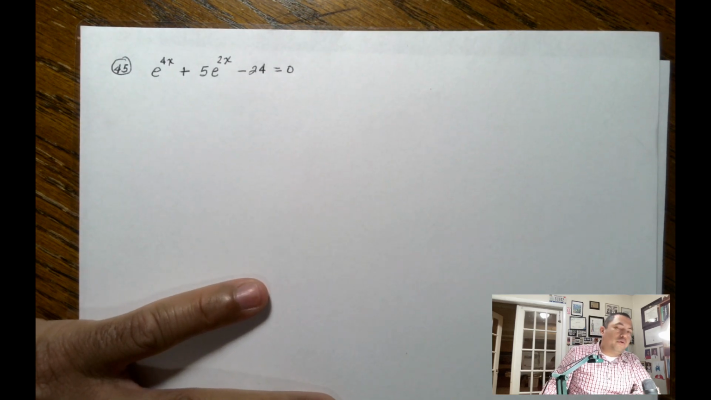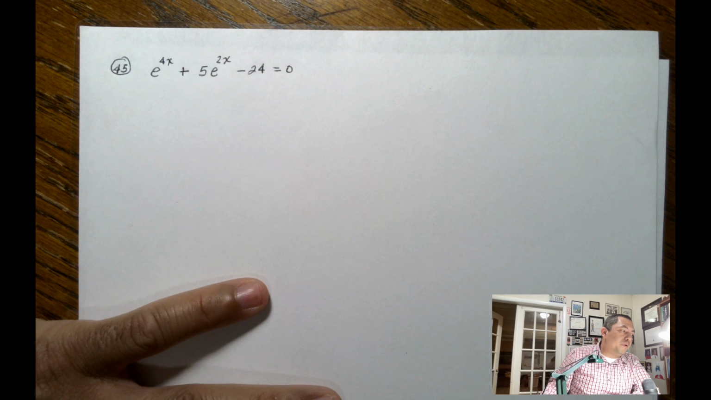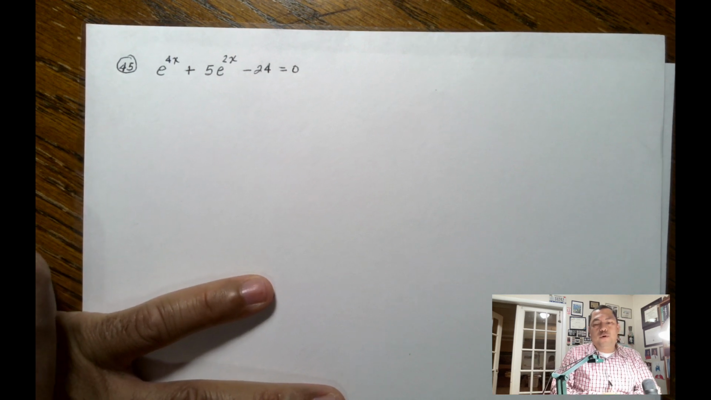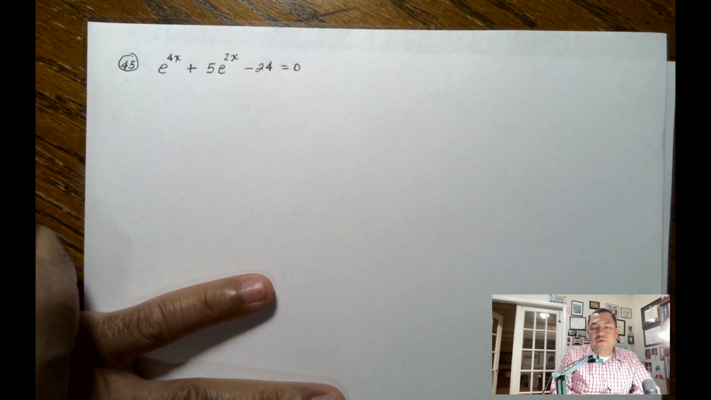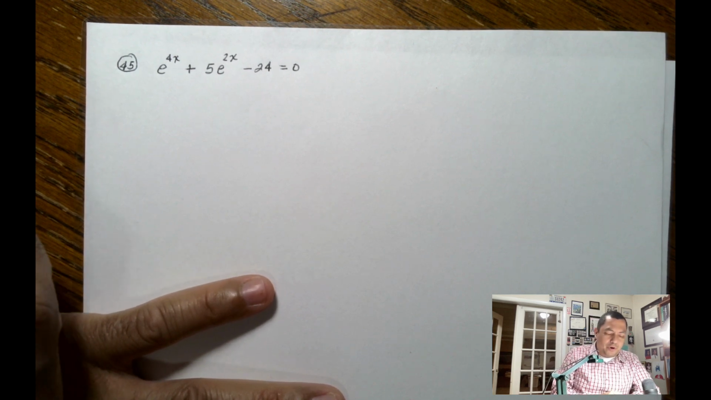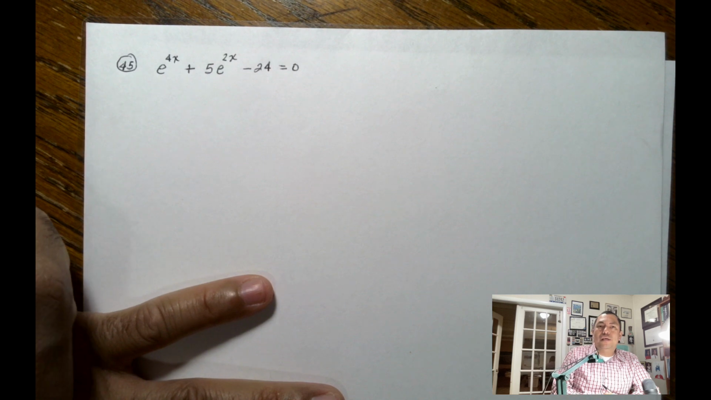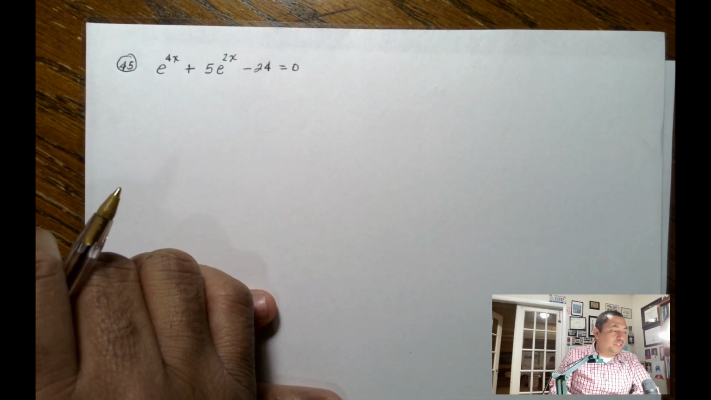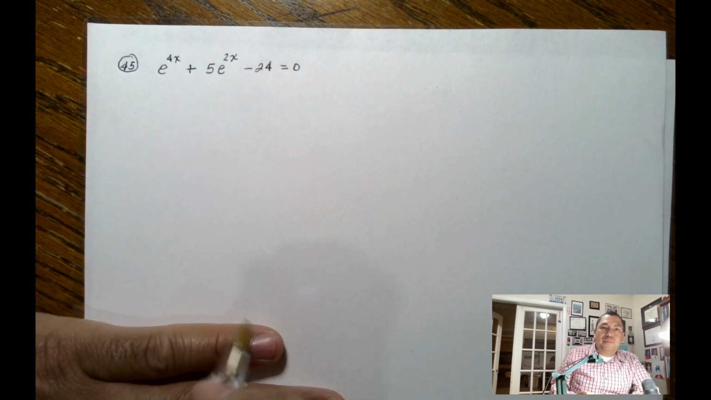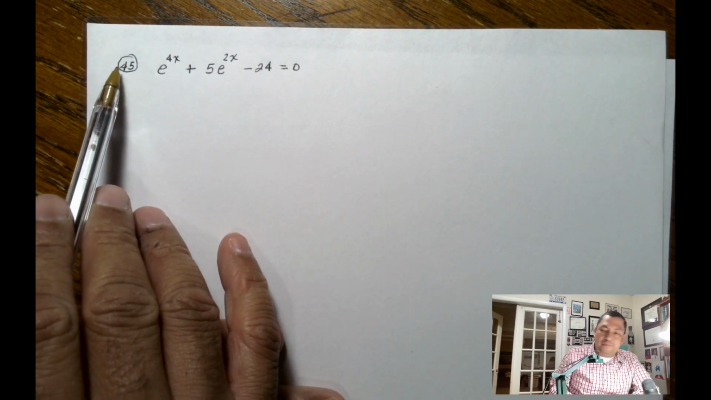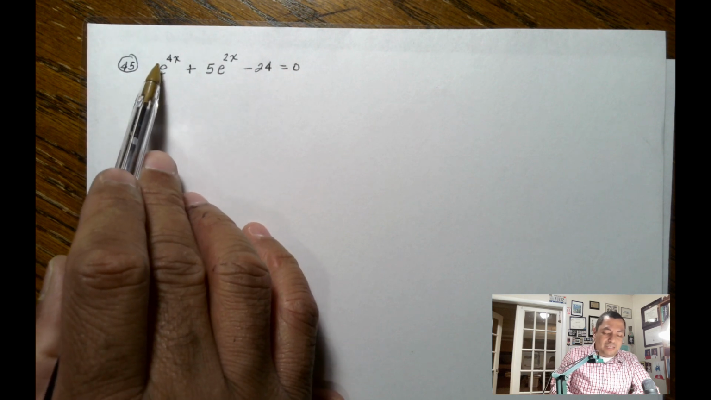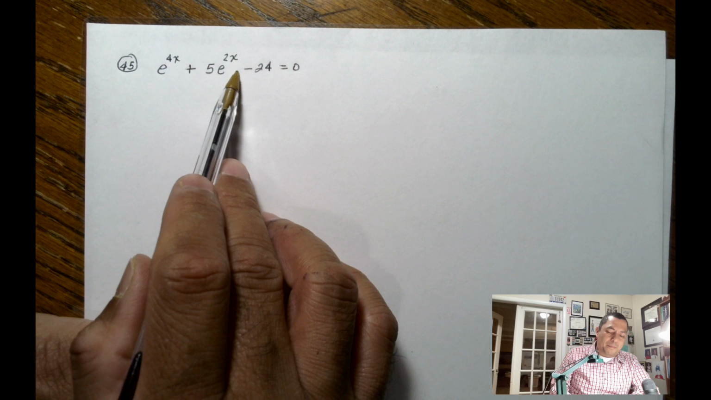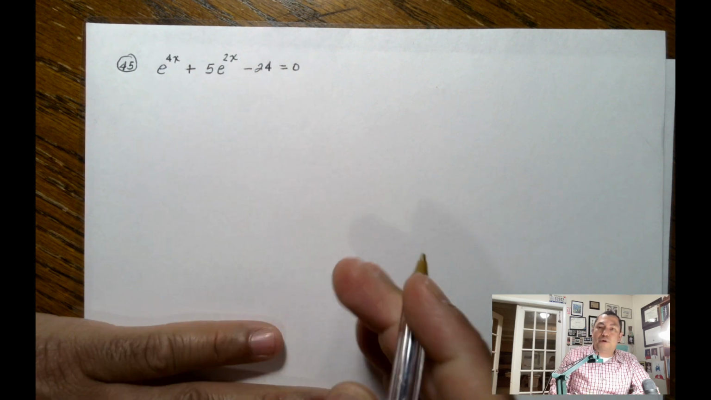Hello everyone, we're going to solve today problem number 45 from chapter 3 section 4 of Precalculus Blitzer. We are right now covering solving logarithmic and exponential equations. So the problem that I have proposed today is problem number 45, which says e to the 4x plus 5e to the 2x minus 24 equals 0.